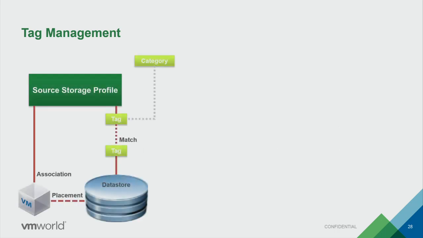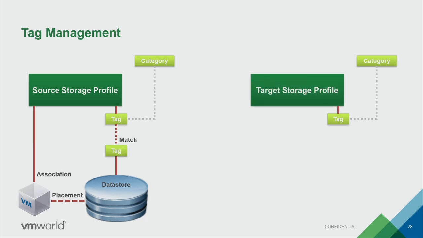So imagine that you have a protected site, and you have a storage profile that uses a tag which belongs to a tag category, and you have a data store that has a tag attached, and they're matched with each other. And then you have a VM that is associated with the profile and is placed on that data store. So what you would need to do on the recovery side is first create a category and a tag, and obviously you would do this before you protect anything. Then you would create a target storage profile referencing this tag. And then you would map the storage profiles between each other. And after this, you can create a SPPG protecting the storage profile on the protected side.